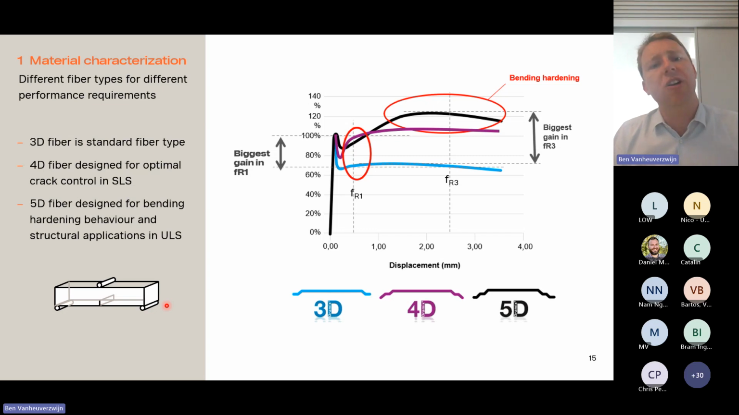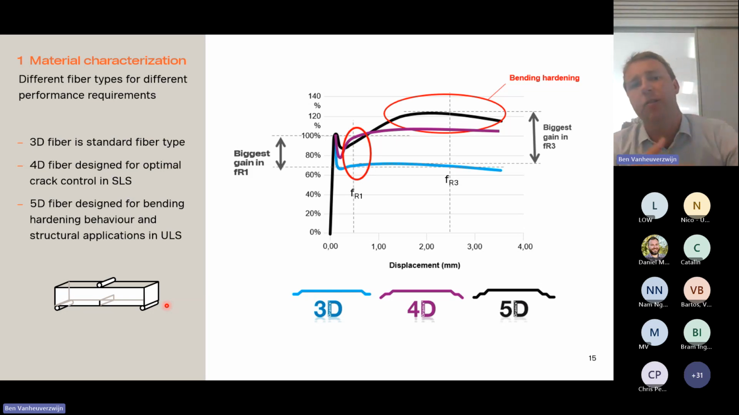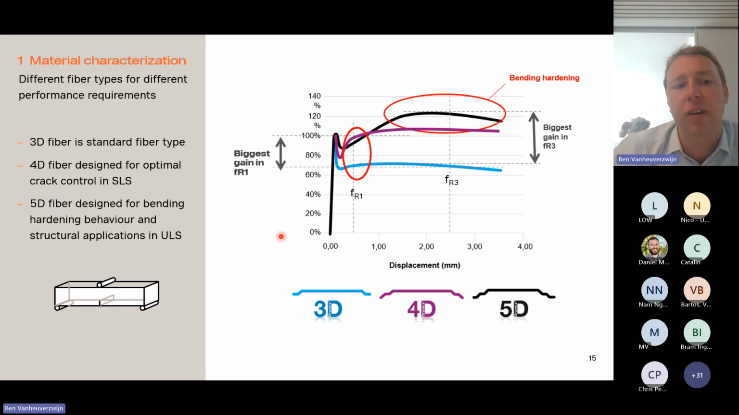I will not jump too much into the details of the different fiber types that we have at Bekaert, but I think many of you already know that we have three big families. We call them the 3D, 4D, and the 5D. There's a very significant difference in behavior between the three fiber types, and there's also some difference in possible applications. 3D is the fiber type which has been standard since the 70s already. 4D is the one which we have designed specifically to have optimal crack control and SLS.